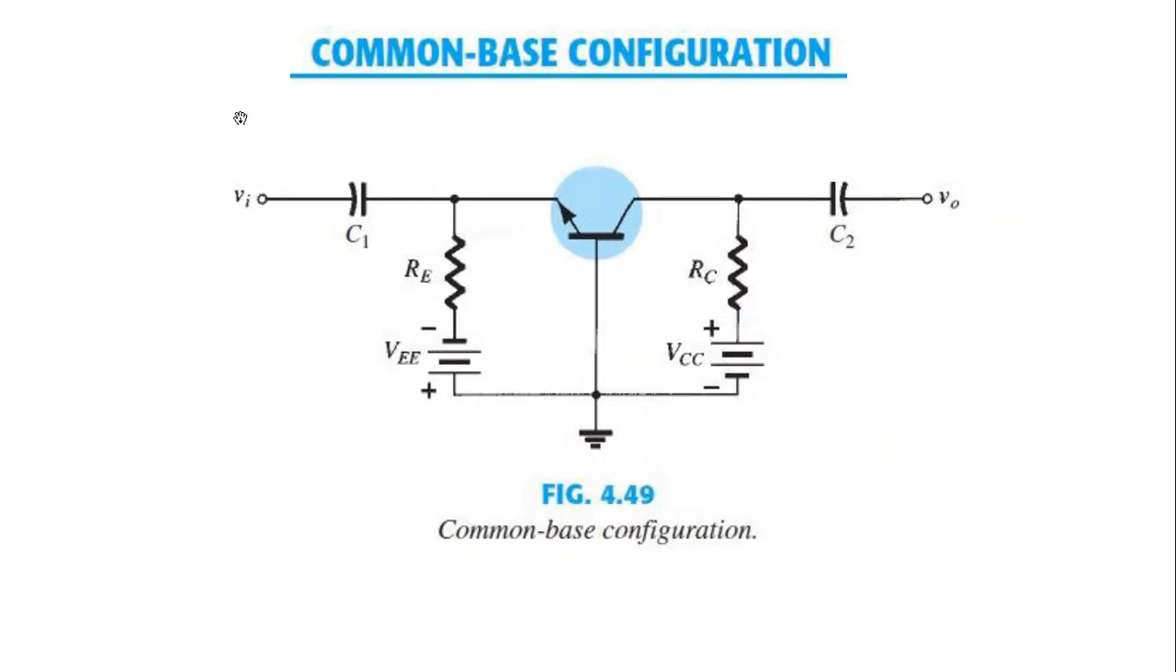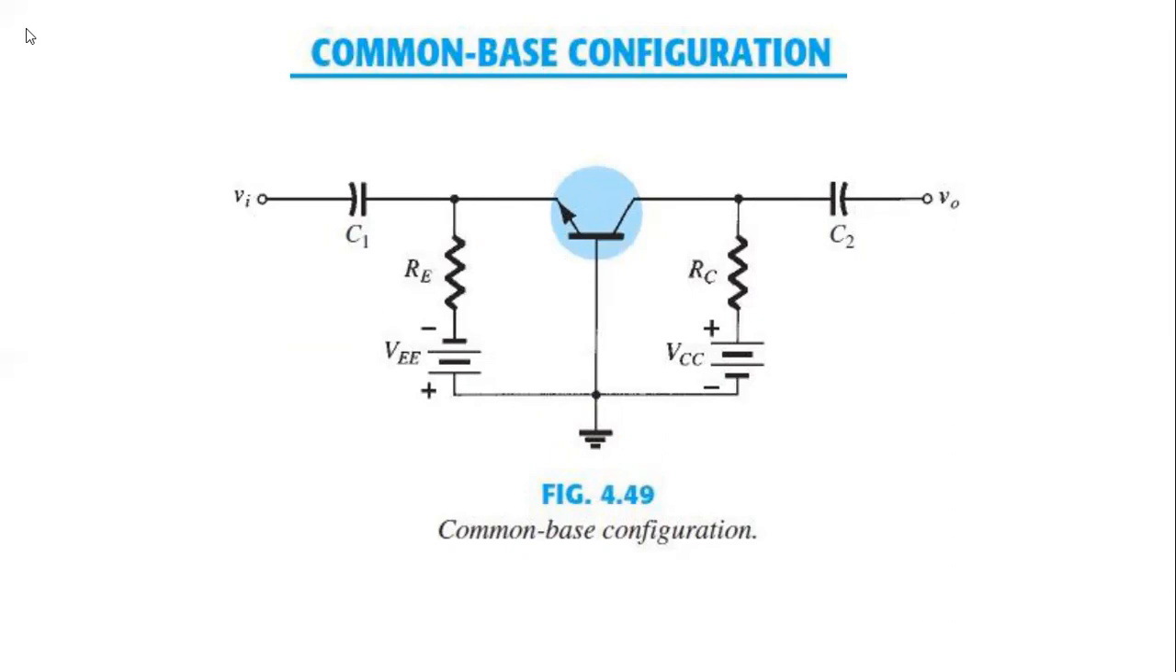We know that in the common base configuration, the base will be grounded. The input will be the emitter and base, and the output will be collector and base. This is the emitter resistance, this is the collector resistance. So we can apply the KVL and find out the different current and voltage equations.